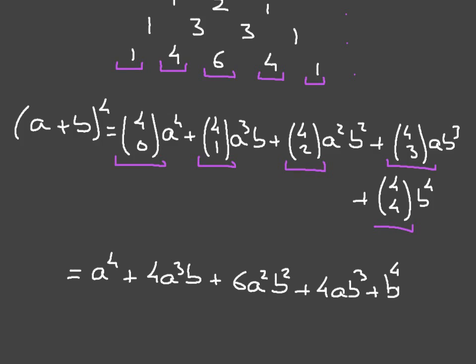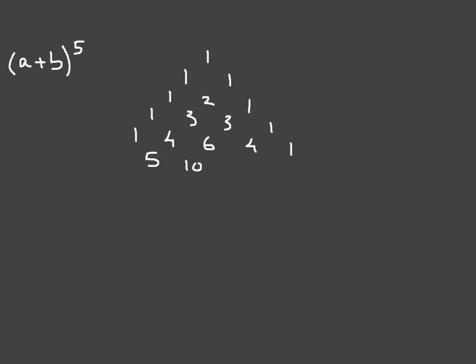Let's look at another example. Let's say we needed to find all the terms of a plus b to the power of 5. Well, following the same method, in this case we would go to the 6th row of Pascal's triangle. So let's start with that. That would be 1; 1, 1; 1, 2, 1; 1, 3, 3, 1; 1, 4, 6, 4, 1; and 1, 5, 10, 10, 5, and 1.